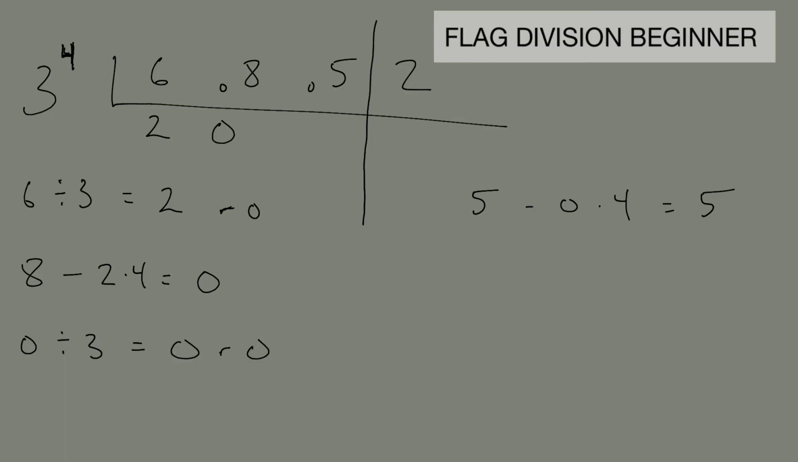Okay, now we're going to take this number that we just came up with. Remember, we're doing 5 minus 0 times 4. It gives us the number 5. So now we're going to take this number 5 and divide it by 3. Okay, 5 divided by 3 is 1 with 2 left over.